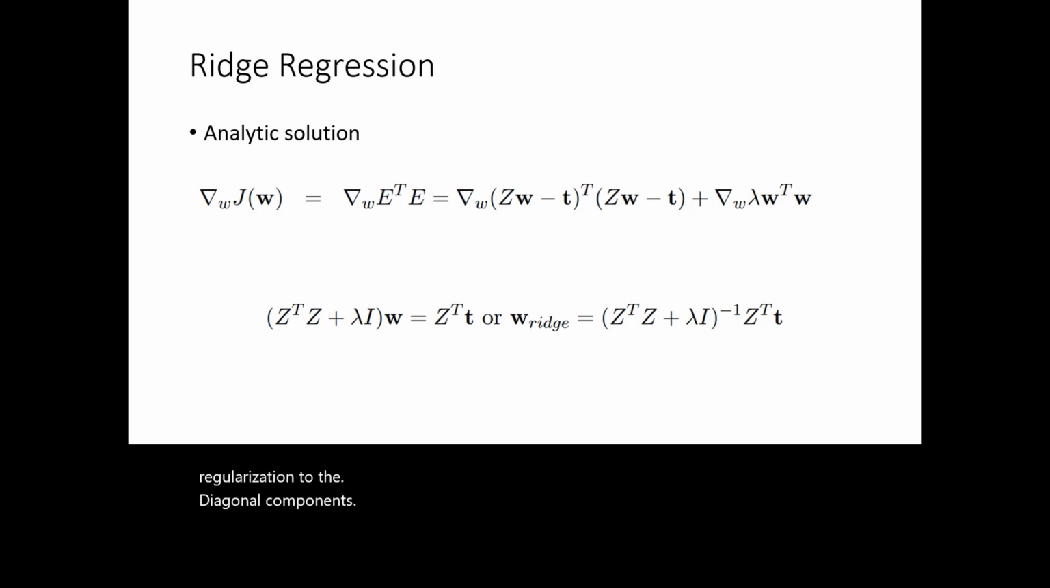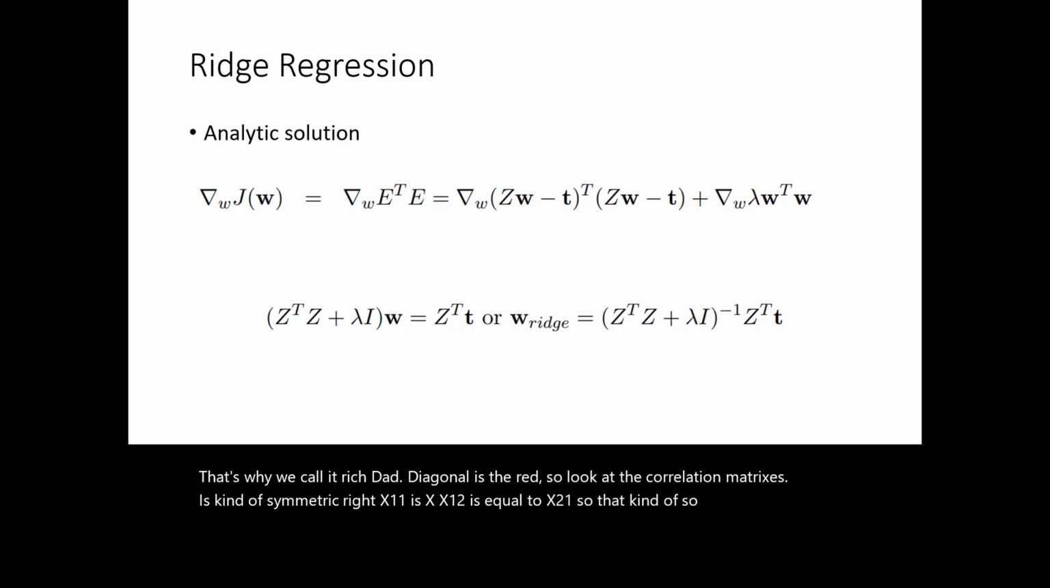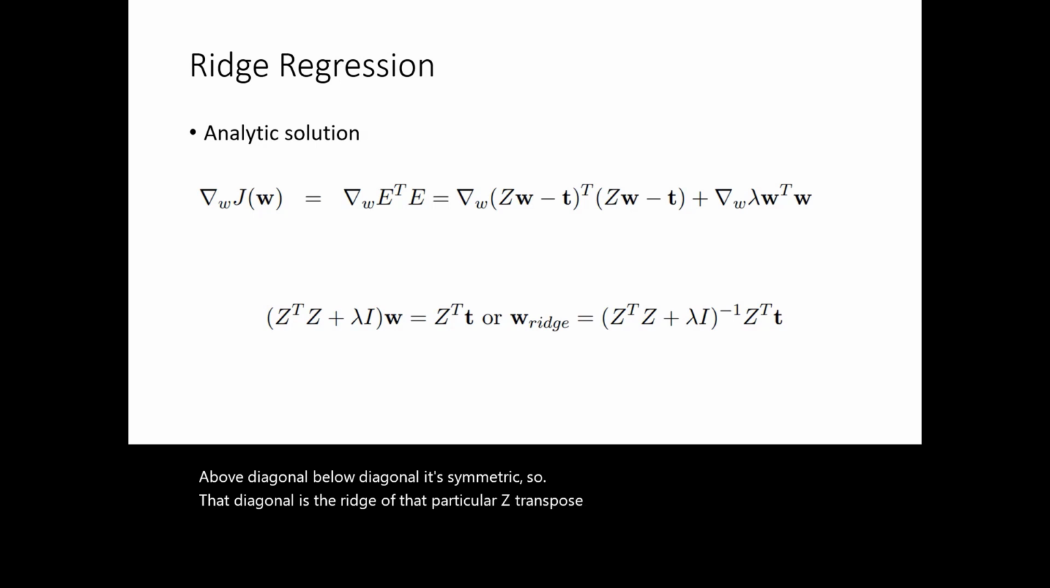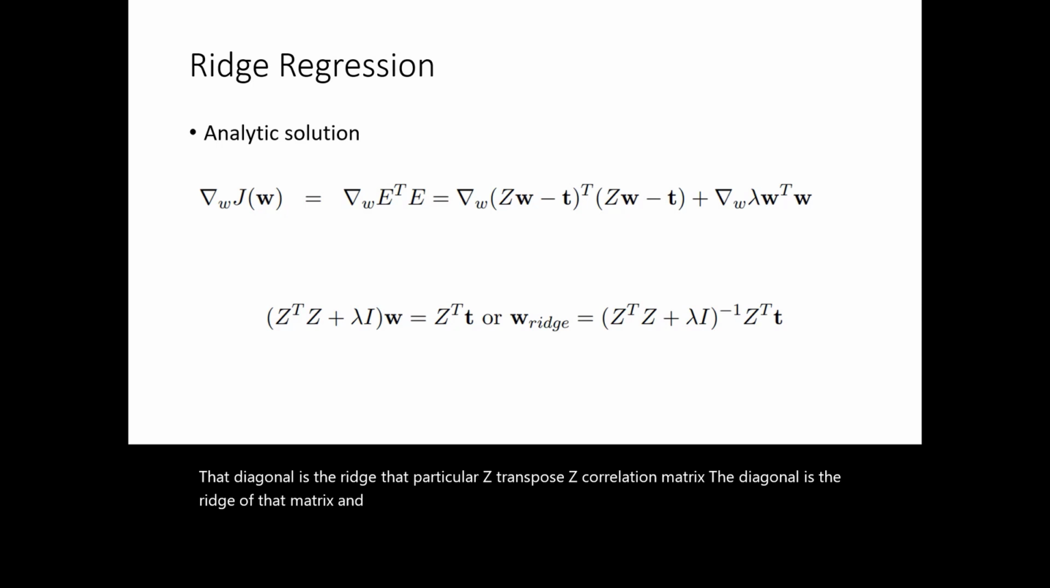That's why we call it ridge. That diagonal is the ridge. So look at the correlation matrix, it is kind of symmetric, right? X11, X12 is equal to X21. So all above the diagonal and below the diagonal, it's symmetric. That diagonal is the ridge of that particular Z transpose Z correlation matrix. The diagonal is the ridge of that matrix. And since we use lambda to add to that ridge, we call it ridge regression.